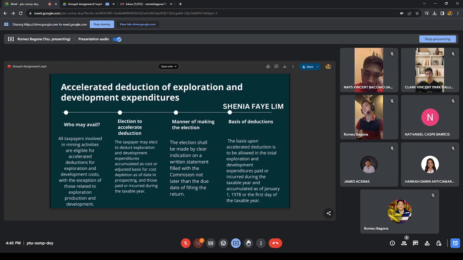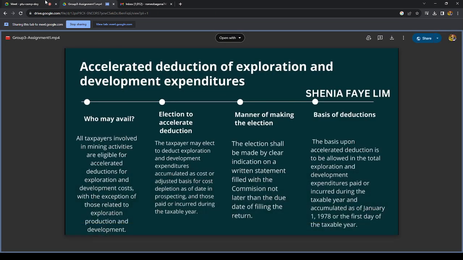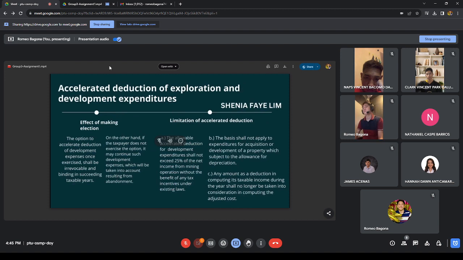Basis of deductions. The basis upon which accelerated deduction is to be allowed is the total exploration and development expenditures paid or incurred during the taxable year and accumulated as of January 1, 1978 or the first day of the taxable year. The effect of making the election. The option to accelerate deduction of development expenses, once exercised, shall be irrevocable and binding in succeeding taxable years. But on the other hand, if the taxpayer does not exercise the option, it may continue to defer such development expenses, which will be taken into account upon resulting abandonment.